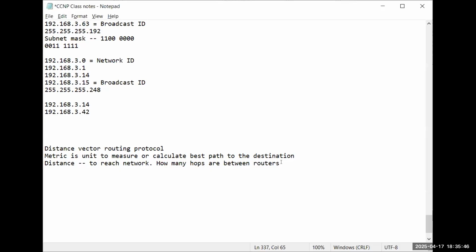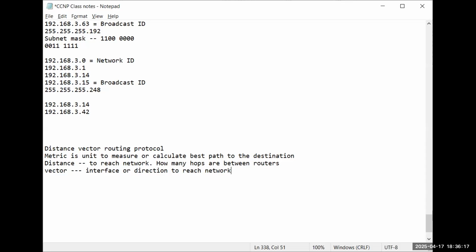And vector. What is vector? Here, vector is nothing but the interface or the direction to reach the network, which interface I need to exit, or which direction the packets need to be routed. So that is the vector.